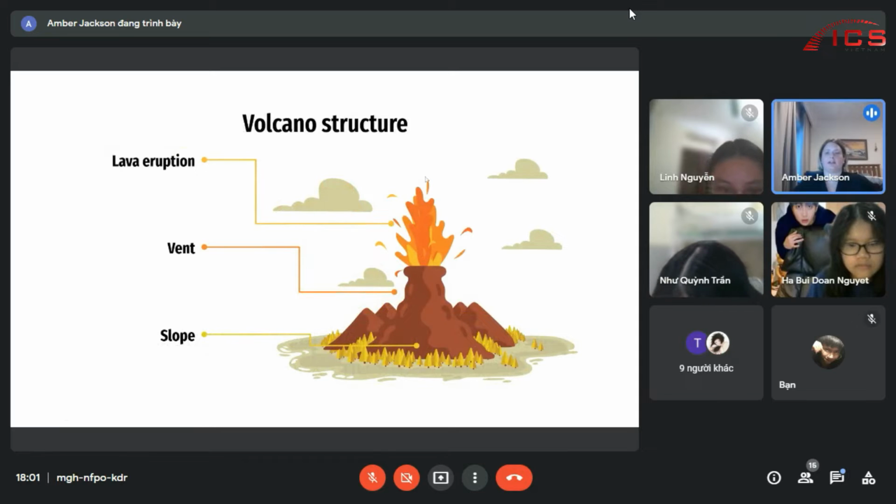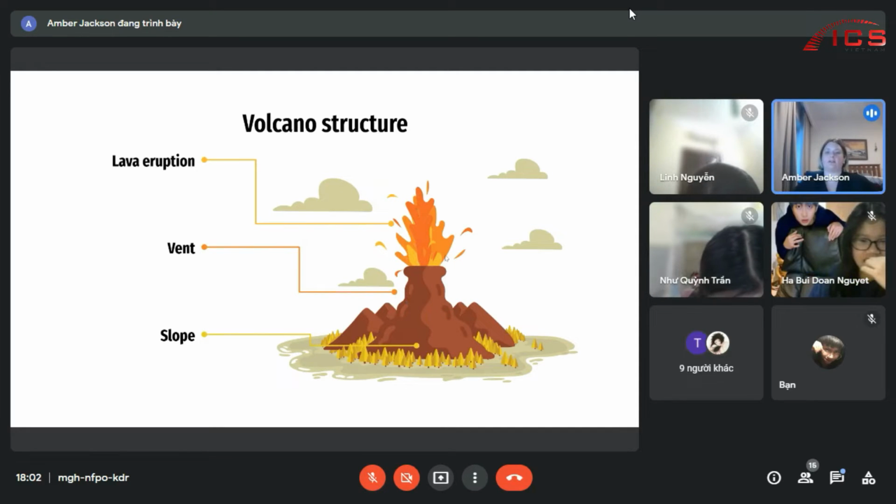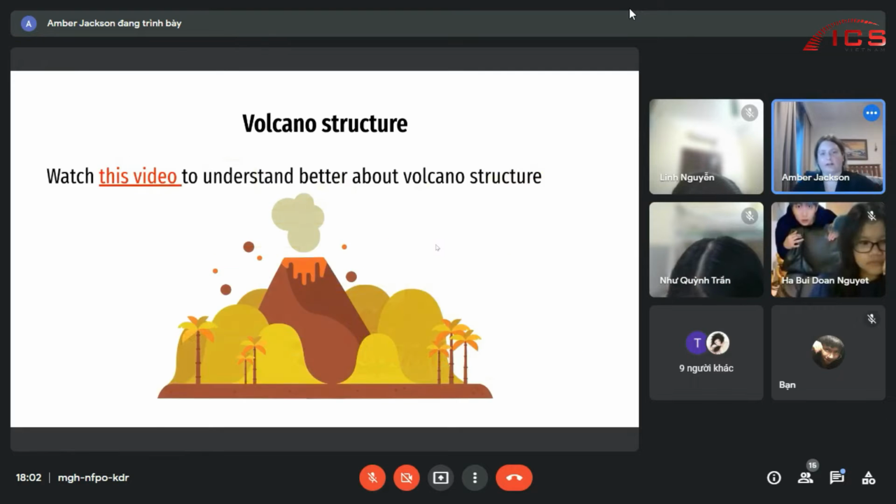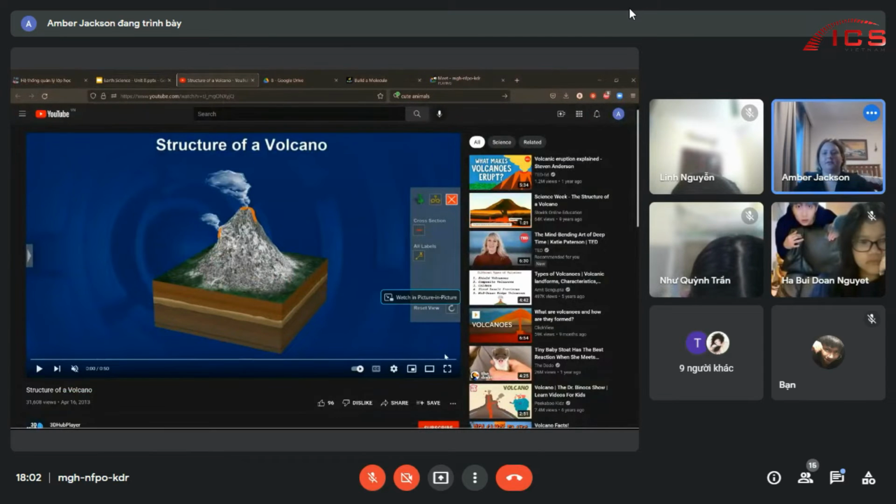So if you look at a volcano, there are three separate parts to it. There's the eruption area for the lava. There's the vent where it actually comes out of the ground. And there's the slope where the lava runs down. So three separate parts. All right, so let's watch this quick video.